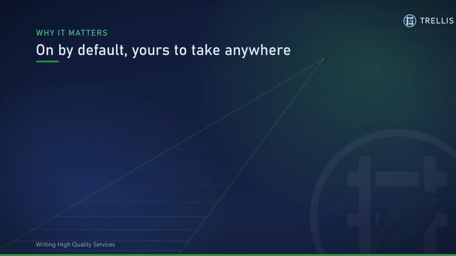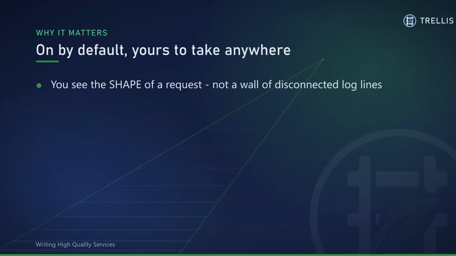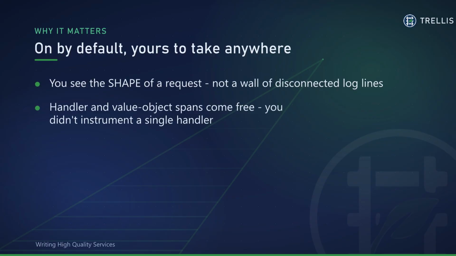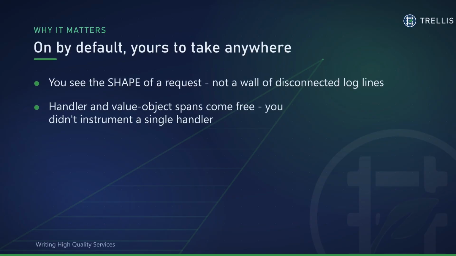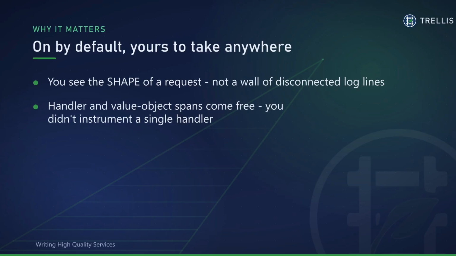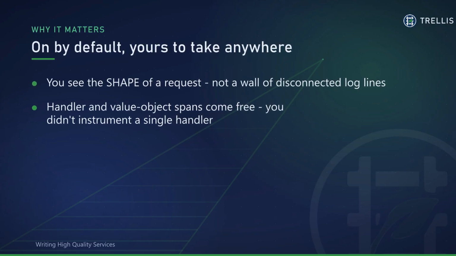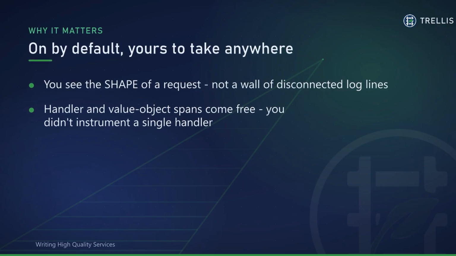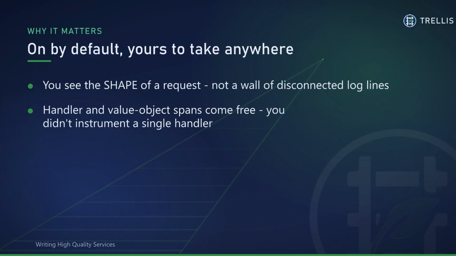So why does this matter? 3 reasons. 1. You see the shape of a request, not a wall of disconnected log lines. When something is slow, the trace shows you which span ate the time, instantly. 2. The handler spans and the value object spans come free. You didn't write a single line of instrumentation in a handler. Trellis emits them because the mediator and the value objects are framework concerns.